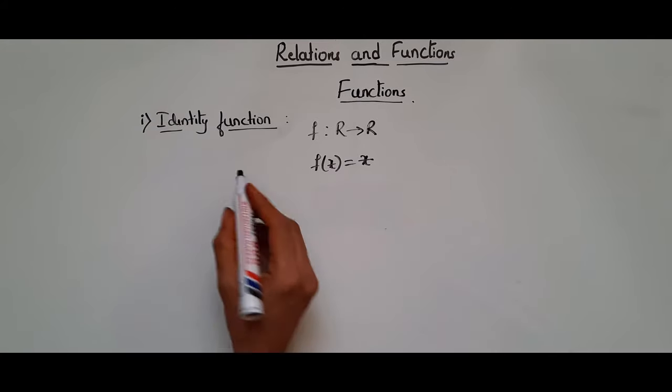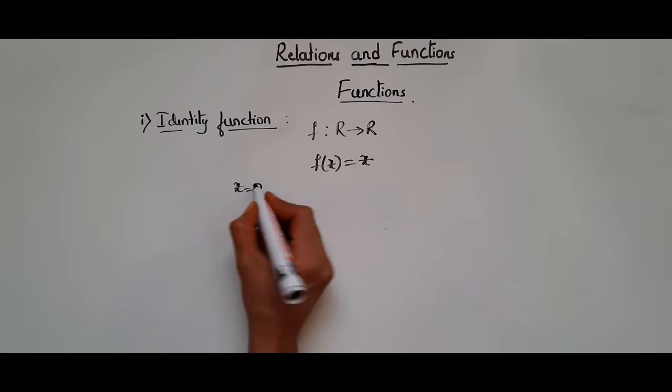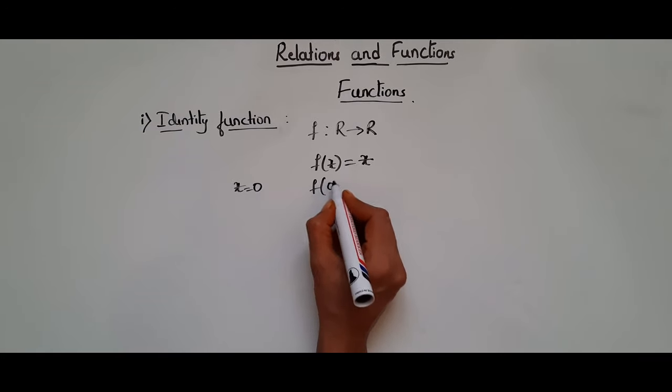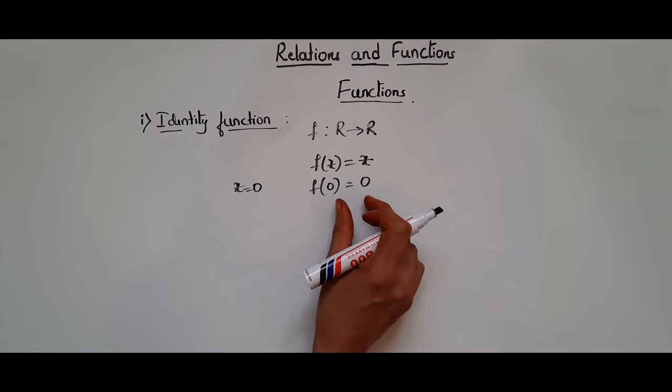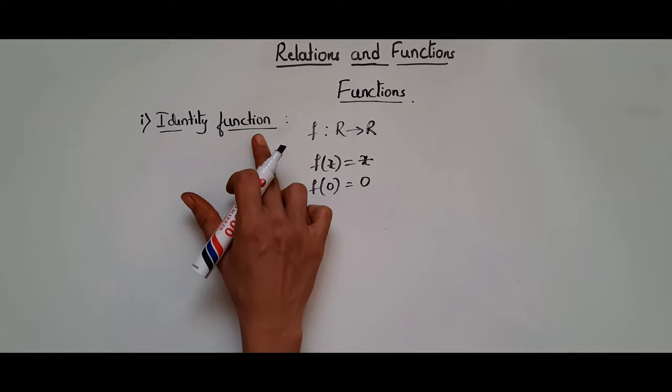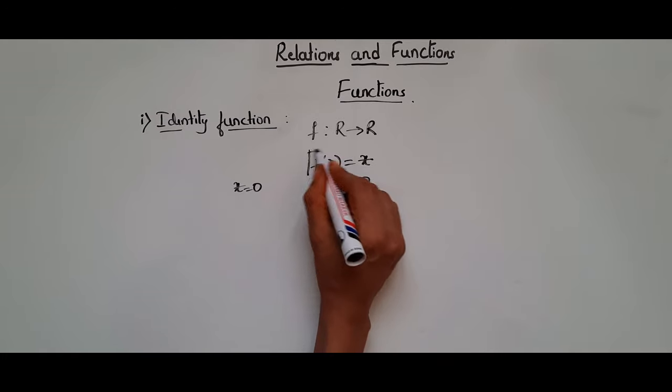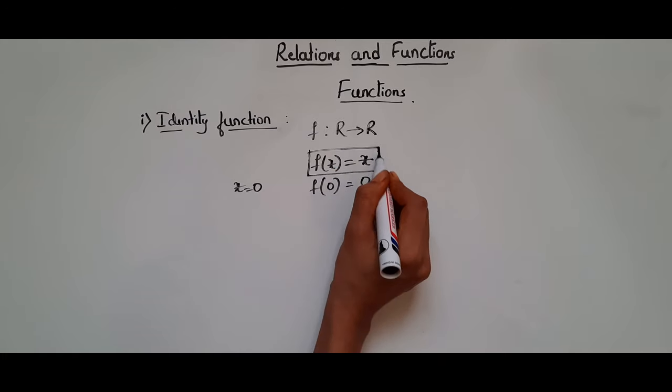Let's take x is equal to 0. So f of 0 is equal to 0. What value you put here, you will get the same value. So such a function is called an identity function. A function of the form f of x is equal to x is an identity function.